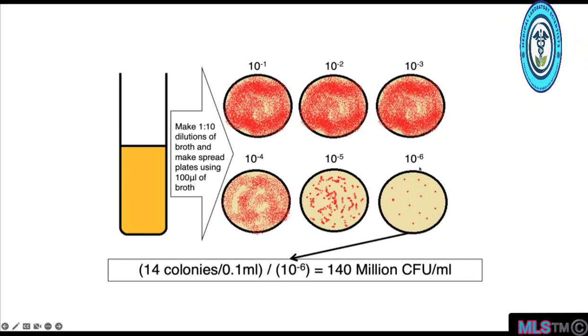them. So here on 10 to the negative 6, we have 14 colonies. So by doing some math, taking into consideration how much of our broth we plated onto this agar, and how diluted that broth was from the initial sample, we can back calculate to determine that there were 140 million CFUs per mL in our initial sample.